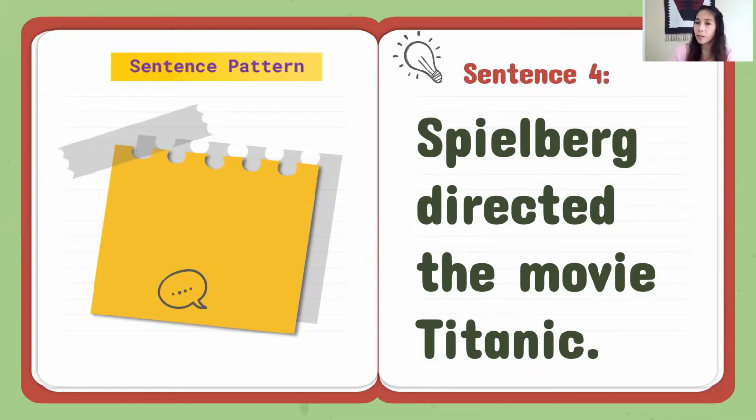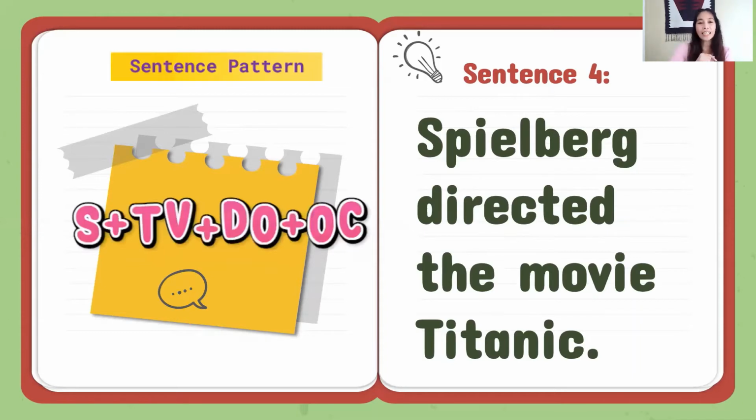Okay, would you like to answer Eunice? And your answer is? Correct. STVDOOC. Now, what is the difference between the complement and object complement? We have discussed it earlier. Okay, let's just first identify where's the subject. Our subject is Spielberg. The transitive verb, you know what is a transitive verb?